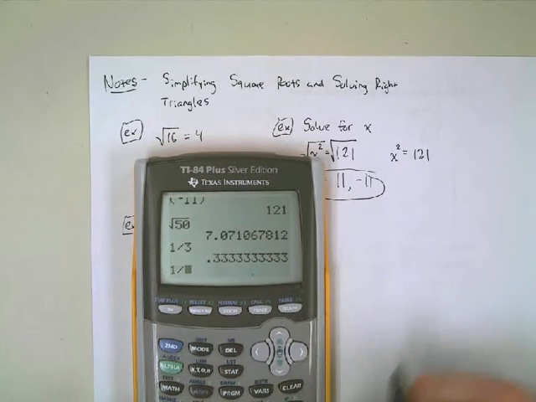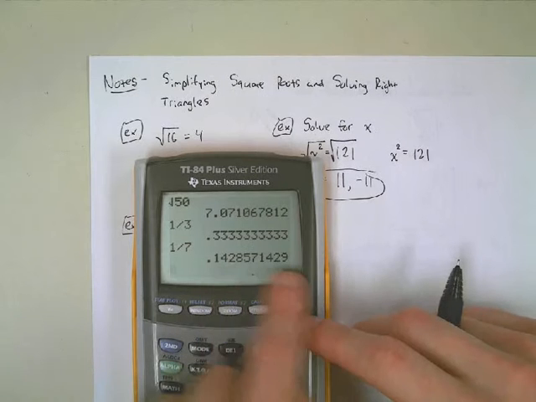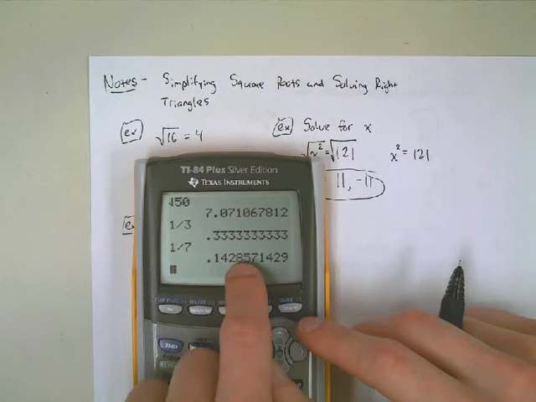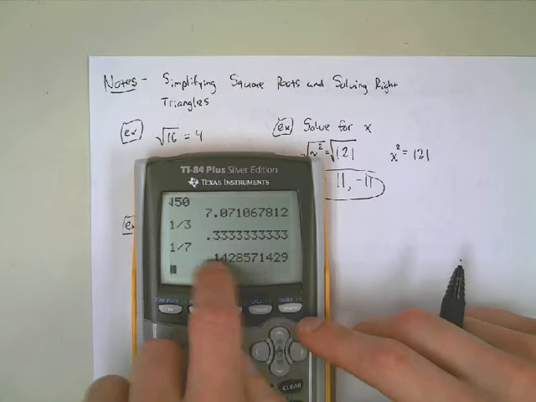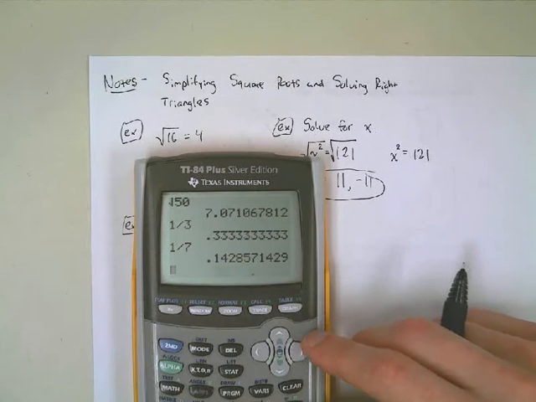1/7, believe it or not, this mess of numbers, it does repeat: 142857, and so on. The calculator's rounding it up, though. It should be 0.142857, and so on and so forth. So that repeats too.